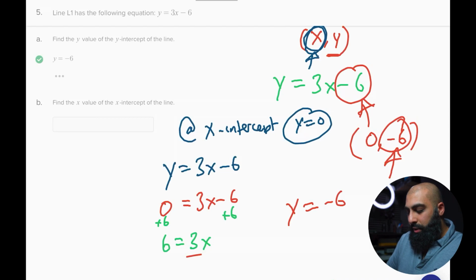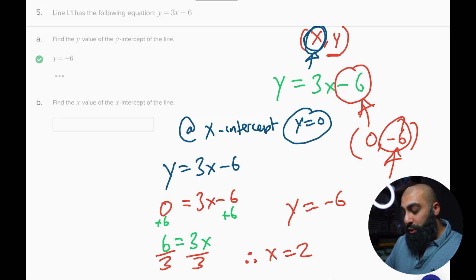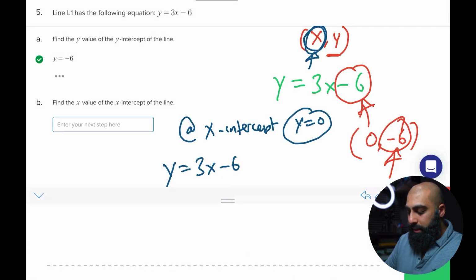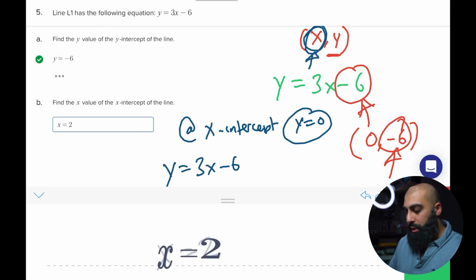Now I can just divide by 3, divide by 3. Therefore, x is equal to 2. Now, x is equal to 2 is the x component of the coordinate of the x-intercept. So it's going to be 2, 0. And they want this part as well. Okay? So they want the value of 2. So x is equal to 2. That's what we're going to put in here. x is equal to 2.